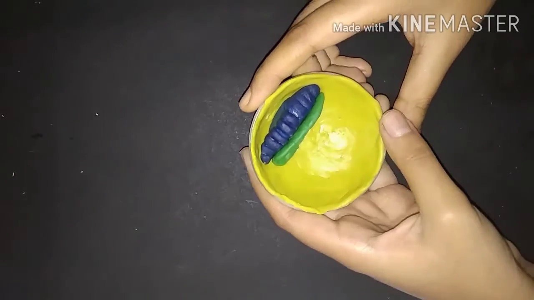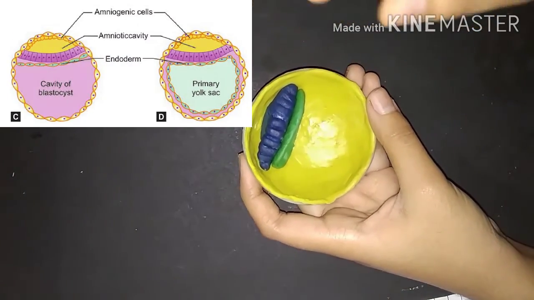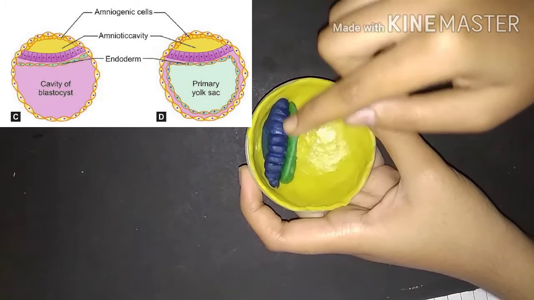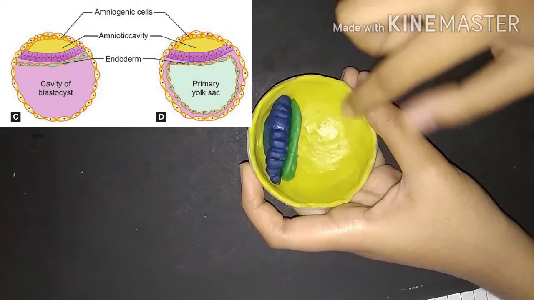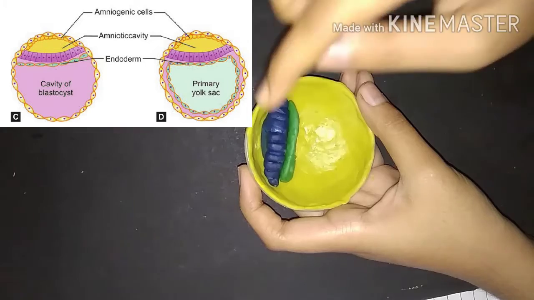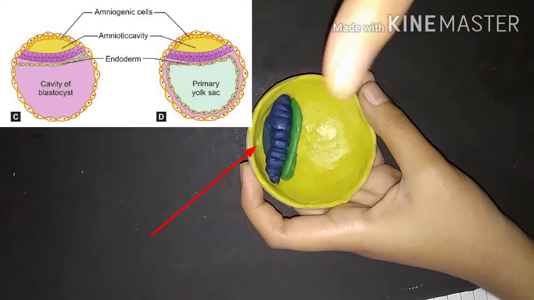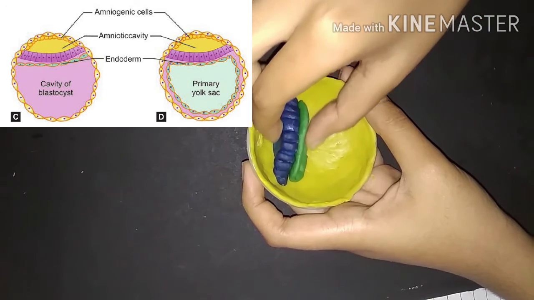Further, the formation of an amniotic cavity. Where is the amniotic cavity going to form? It forms between the ectoderm and the trophoblast. So where is the ectoderm? This bluish color is the ectoderm, and the trophoblast, we already know, is the yellow colored wall. So between this ectoderm and this trophoblast the amniotic cavity is going to form. So let me shift this ectoderm a bit downward to represent the amniotic cavity.